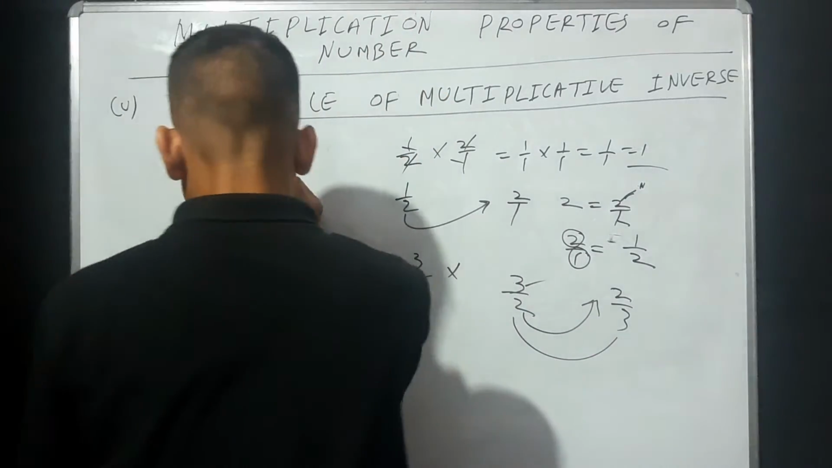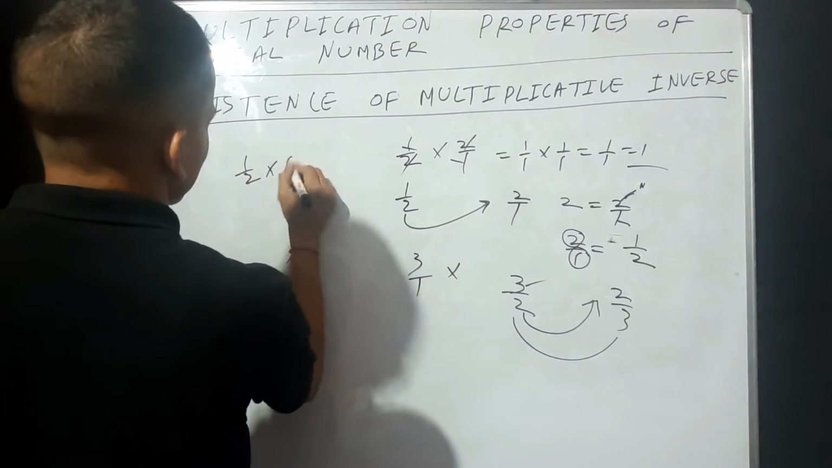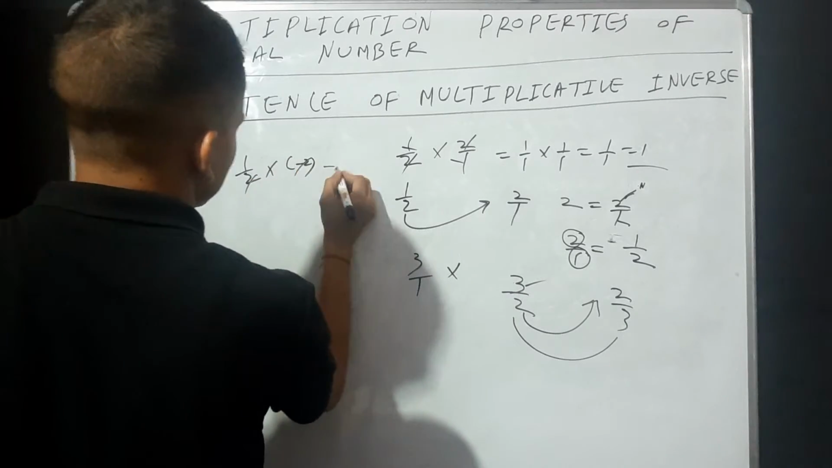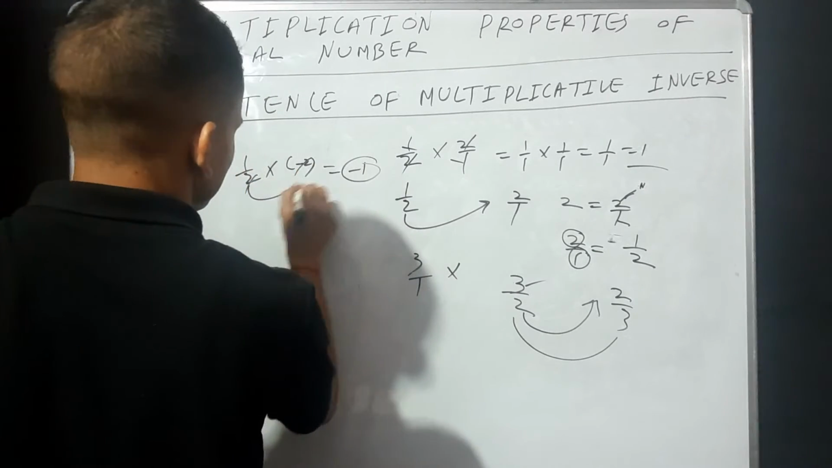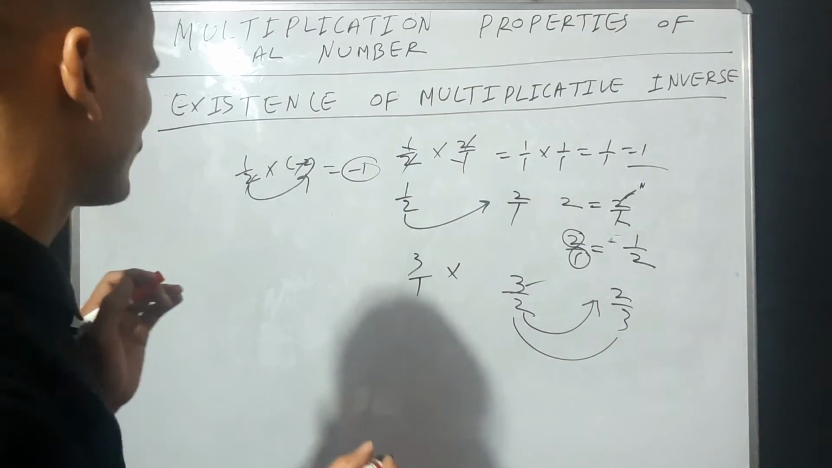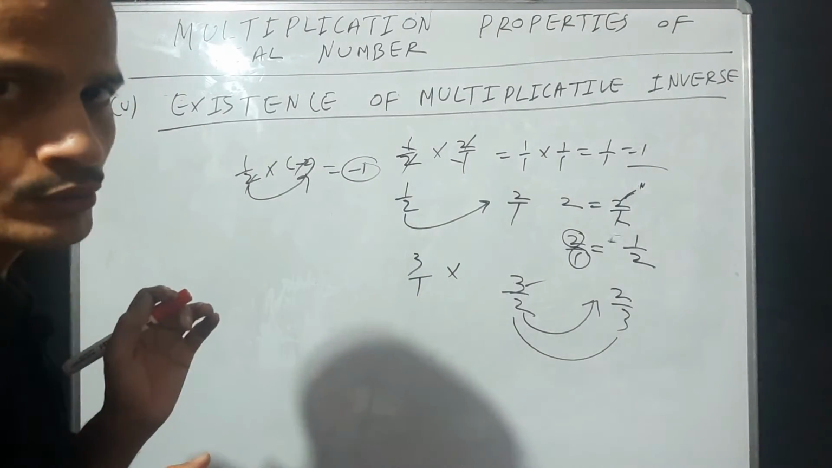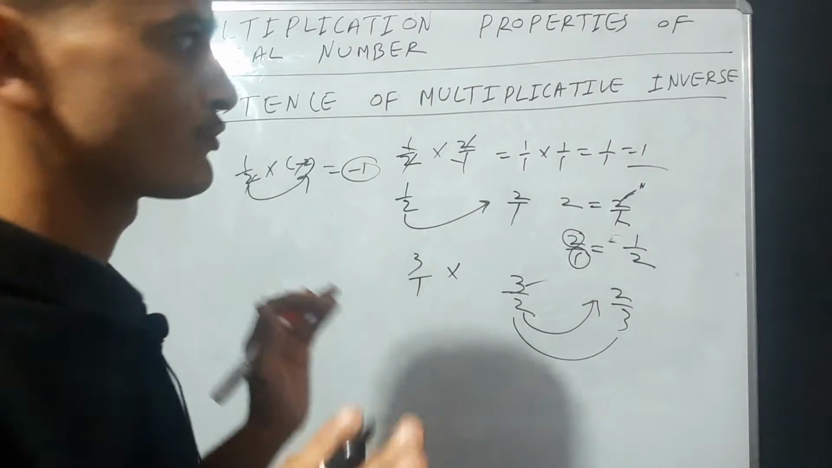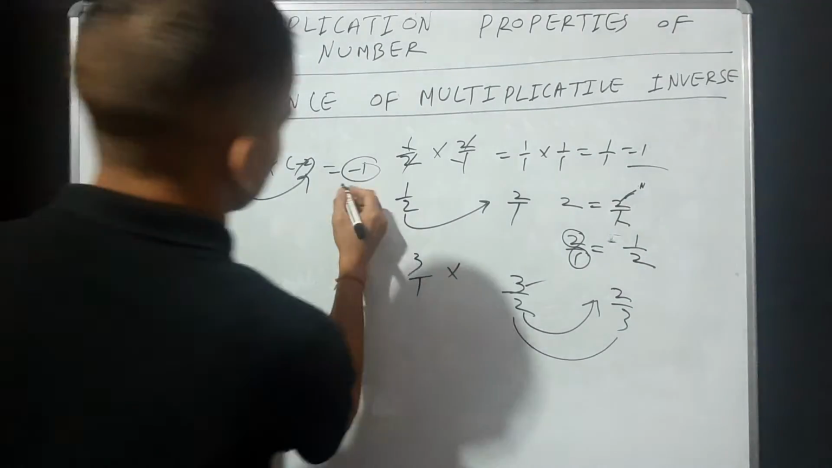Take 1 by 2 and multiply by -2. The 2 cuts and we get -1. So -2 is not a multiplicative inverse of 1 by 2. Always the result comes positive 1. It is a very important point, okay.